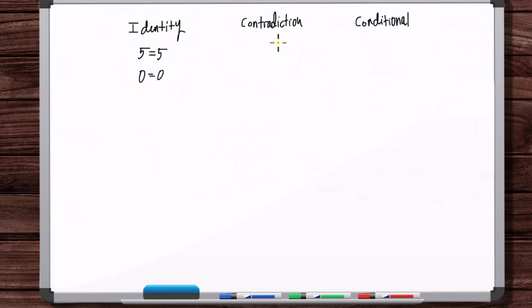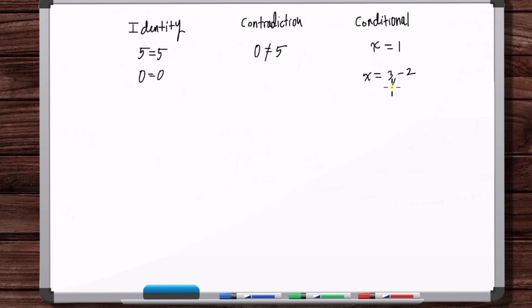A contradiction was the case where you simplified and you got something like 0 is equal to 5, which is not true, and that meant that there were no solutions to the equation. And the conditional case is what we were most familiar with. That's when you got something like x is equal to 1. There was one solution, or maybe with a quadratic equation, you got x is equal to 3 and minus 2. The technical way to think about conditional is not that you get a finite number of solutions. It's that the equation is satisfied for certain values within the domain and not satisfied for other values.